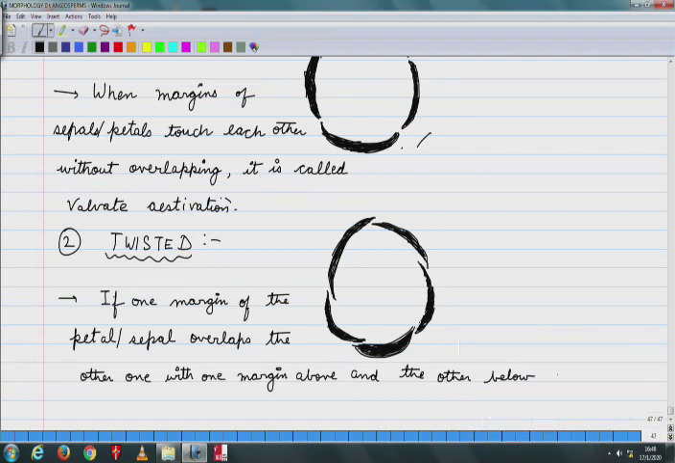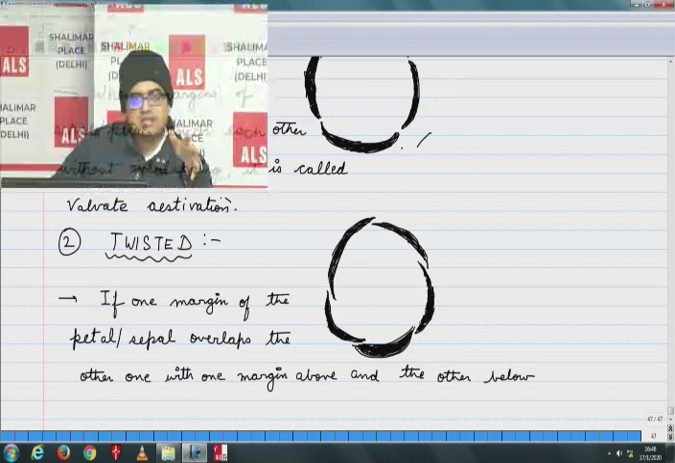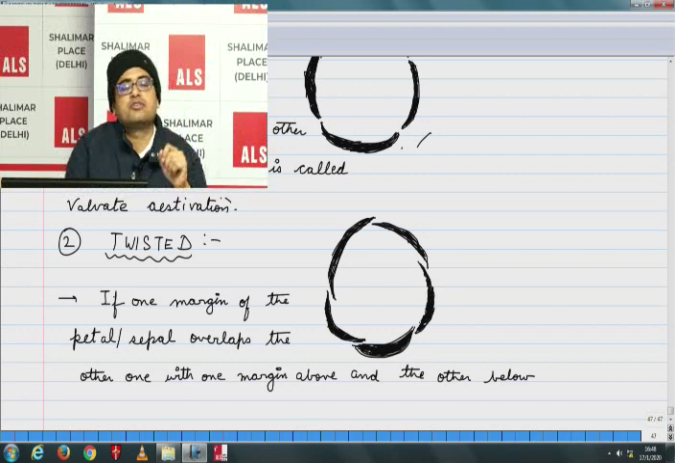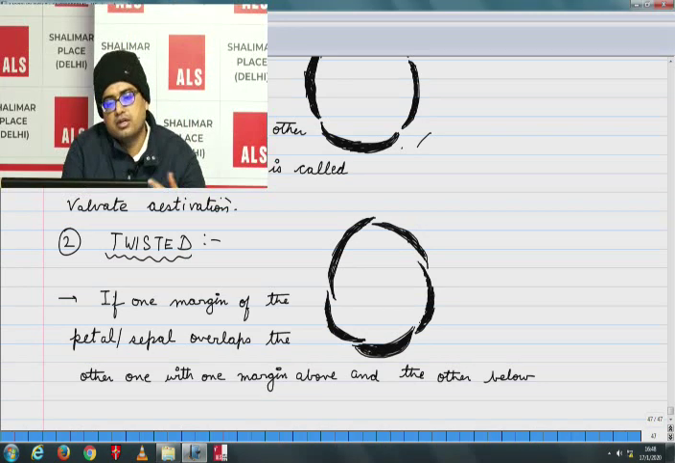All right. So that's how you understand what twisted estivation is. Now we'll see these examples in the families of angiosperms, the three families that we have in the course. So when I say twisted estivation there, you will immediately understand that I'm referring to this kind of situation. When I say valvate estivation, you'll understand what it is like.